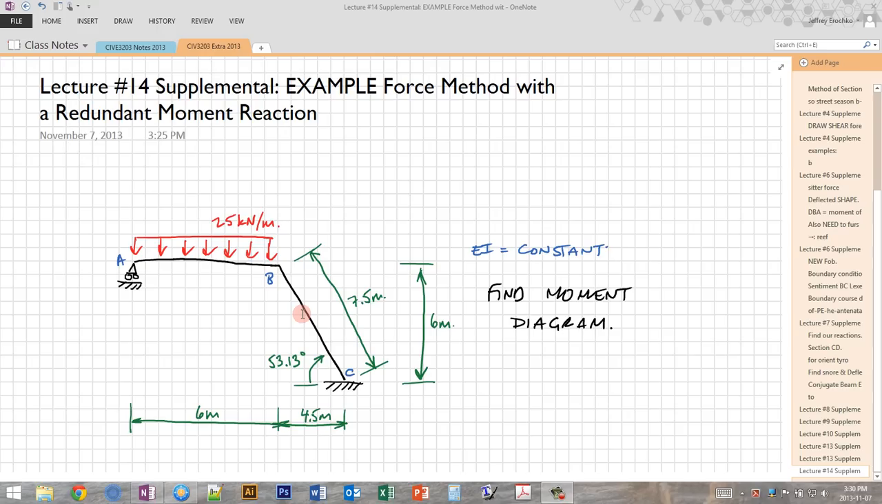In this video, I'm going to go through an entire force method example for a frame shown here, where we choose the moment reaction at C as the redundant. So as you see here, we have a simple frame, ABC. The frame has a uniform load of 25 kilonewtons per meter on member AB, and we are asked to find the moment diagram, and this is a constant EI section.